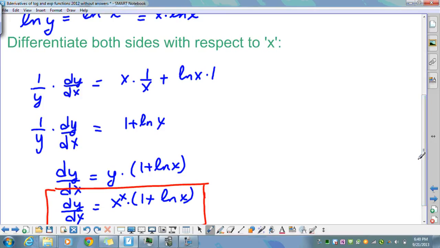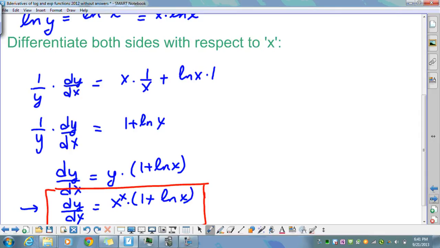So even though we didn't have a rule to do this problem, by applying natural log, taking the derivative after that step, we were able to find the derivative for a variable to a variable base, x to the x, which turns out to be this quantity.